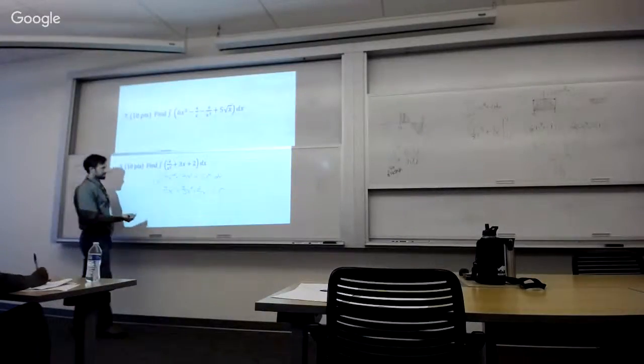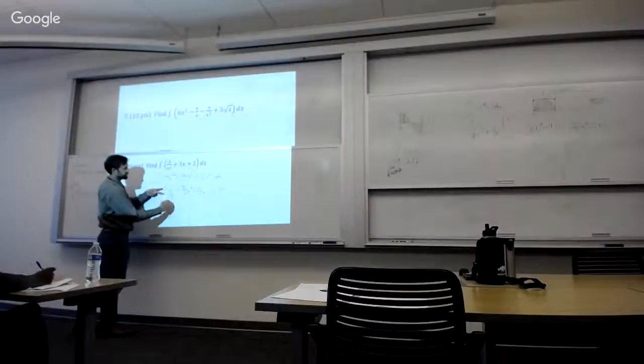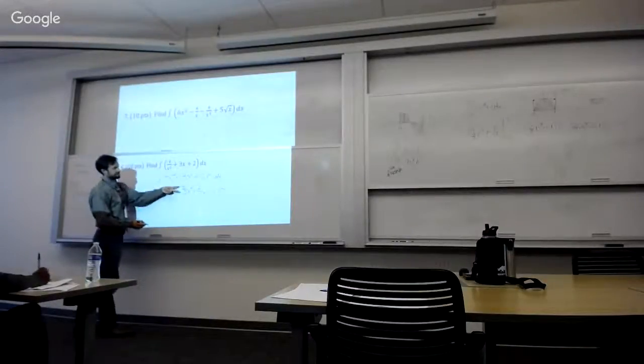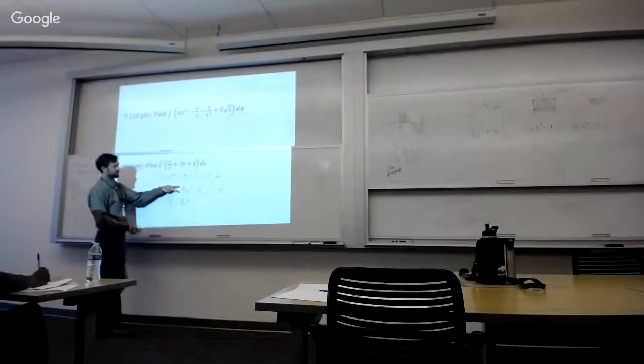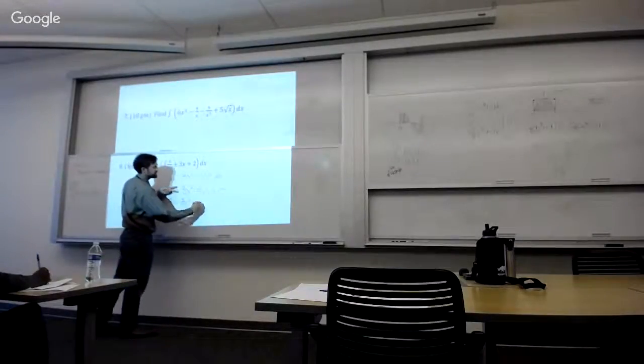So now we just clean up a little bit. That's just a negative 4, and then I push the x back down below. And that's just 3 halves x squared. That's fine the way it is. You could write 1.5 if you wanted to. And then that's plus 2x, and then that's plus c.